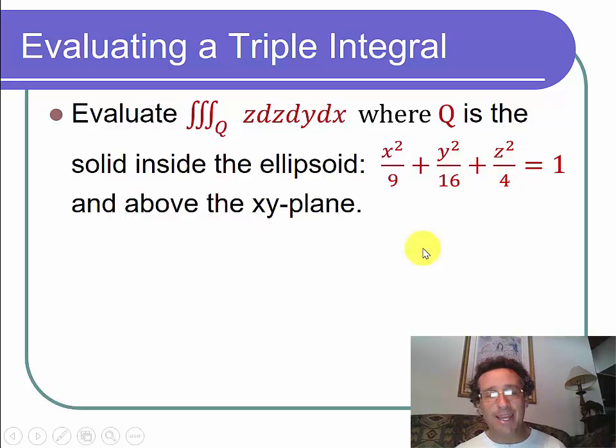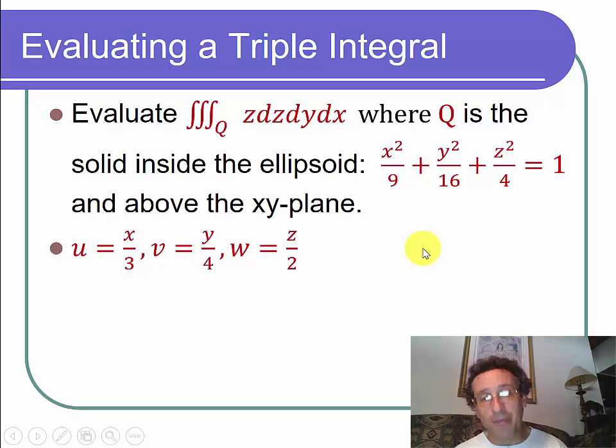The first step is to come up with a good set of coordinates or a good transformation. And if I let u equal x over 3, v equal y over 4, and w equal z over 2, then notice that u squared is x squared over 9, v squared is y squared over 16, and w squared is z squared over 4. So if I add u squared plus v squared plus w squared, I have to get 1. And that tells me that the transformed solid is the unit sphere.